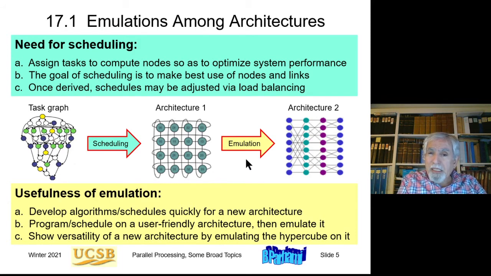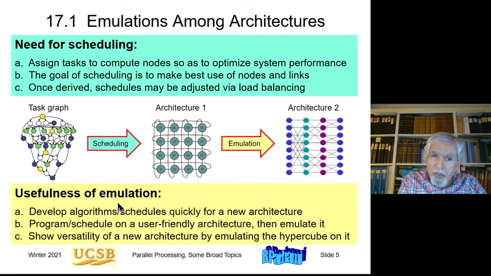Again, the idea is to make this emulation as efficient as possible. So we try basically, whenever possible, to map adjacent nodes in architecture 1, sometimes called the guest architecture, to adjacent nodes in architecture 2, which is sometimes called the host. So this architecture is hosting this guest architecture.